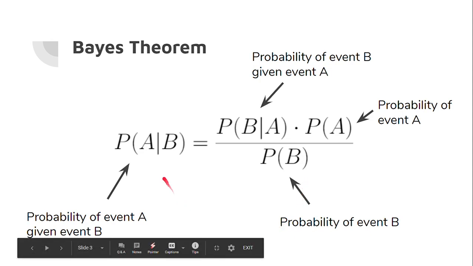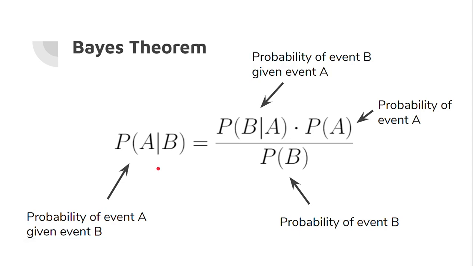If we start at the left-hand side of the equation, we see this P(A|B). All this means is the probability of some event A happening given some event B. That's what writing this means. It's just a probability. Similarly, the right-hand side is the same. The only difference is that here we see P(B|A), and this is read as the probability of some event B happening given some event A.